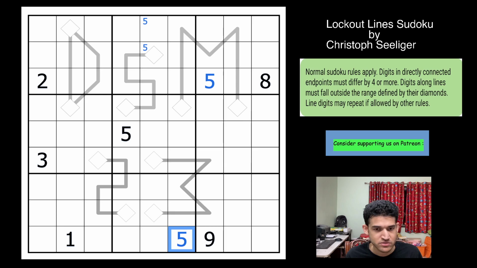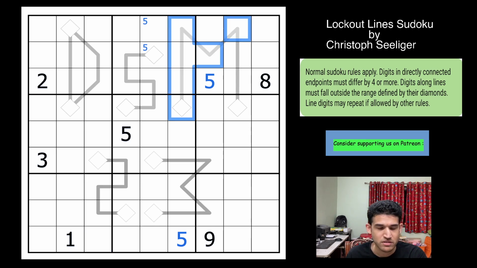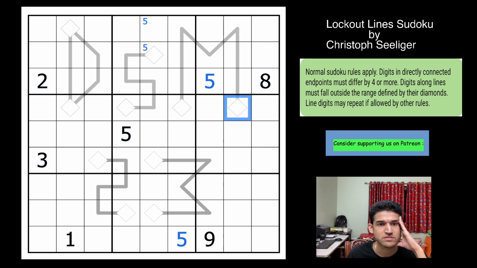Okay. 5 is in these 4 cells, and 5 is in these 4 cells. 5 can't be here, 5 can't be here. Okay, nothing much. This M shape appears particularly interesting because of the number of digits that is going on there. Can we do something with these 2 cells?